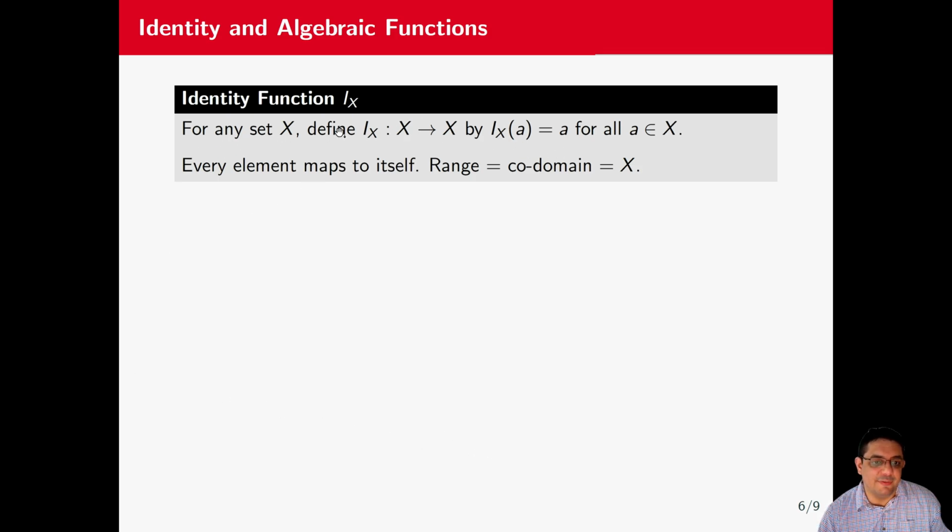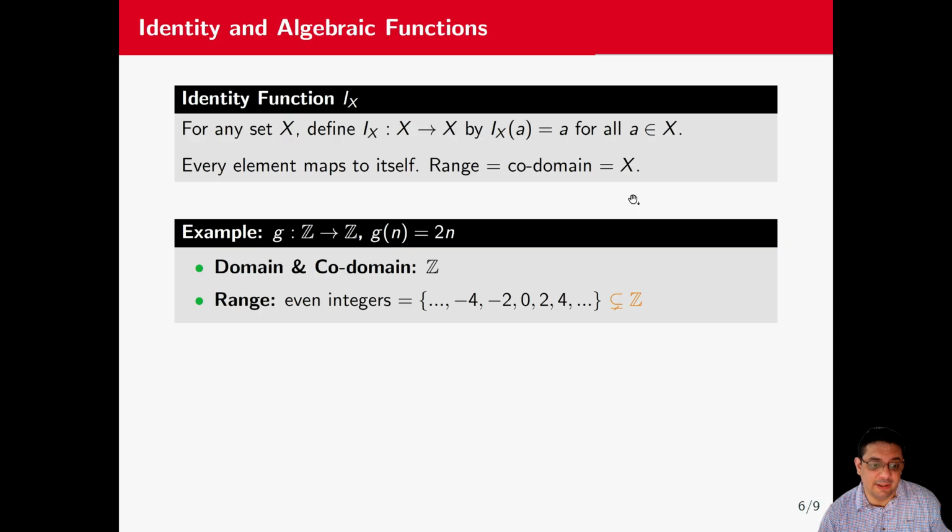Now, the identity function is one of those functions that can be used for any domain. Here we have the identity of the domain X, which sends the set X to X itself, sending any element to the same element. So the identity of A sends A to the same A. In this case, every element maps to itself, so the range is equal to the codomain, and it's equal to X.